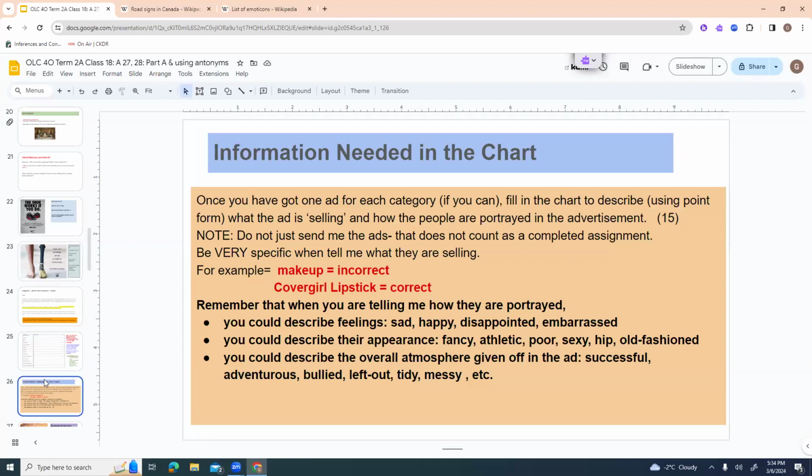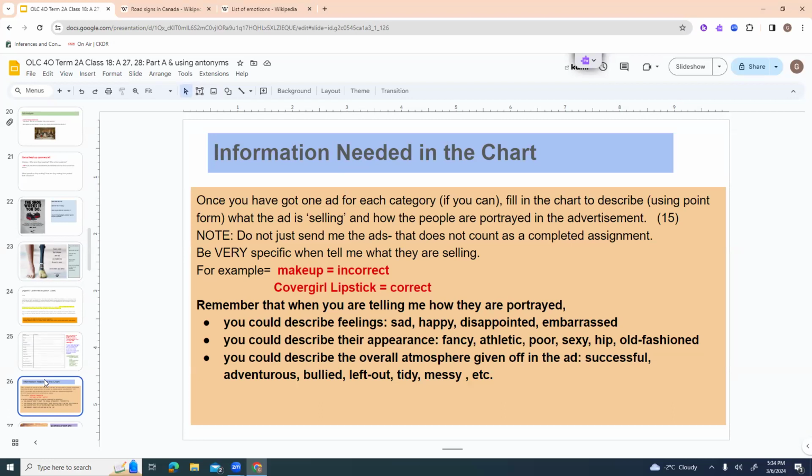This is the really, really, really important part. I've had a lot of people only fill in half the information for this, and then they don't get the marks that they were hoping for. Once you've found the ad, you have to tell me what they are selling. So you wouldn't just say food, you would say they're selling gluten-free waffles. Or they are selling farm fresh eggs, whatever it is that they're specifically selling. Don't just say food or makeup.